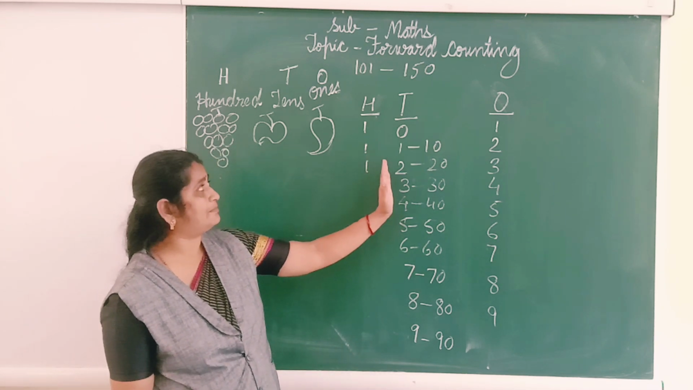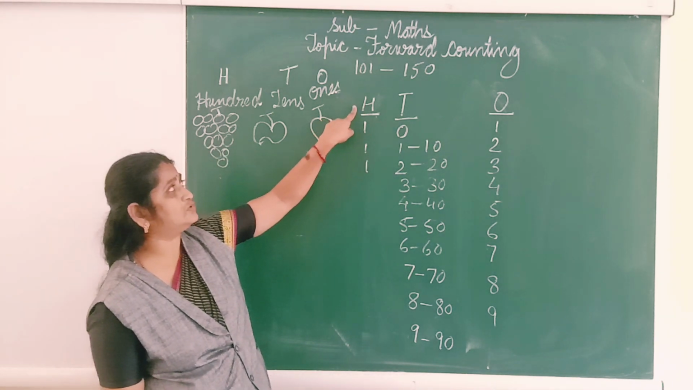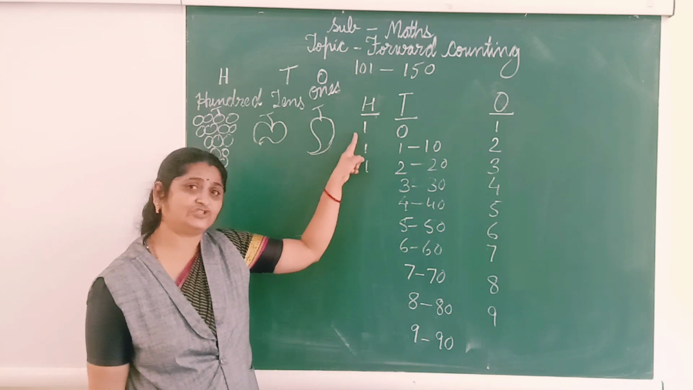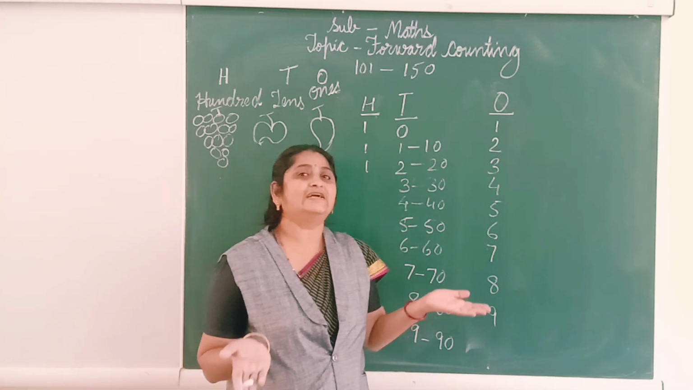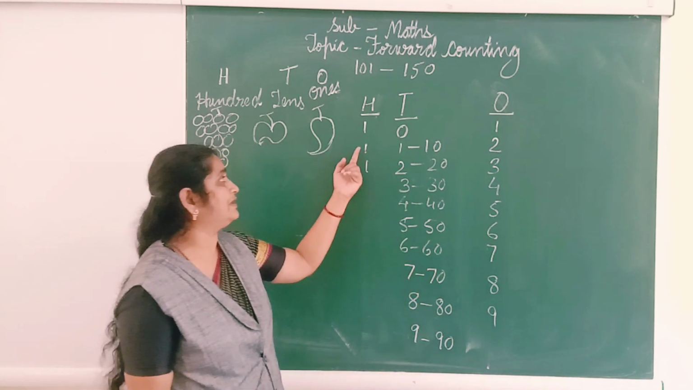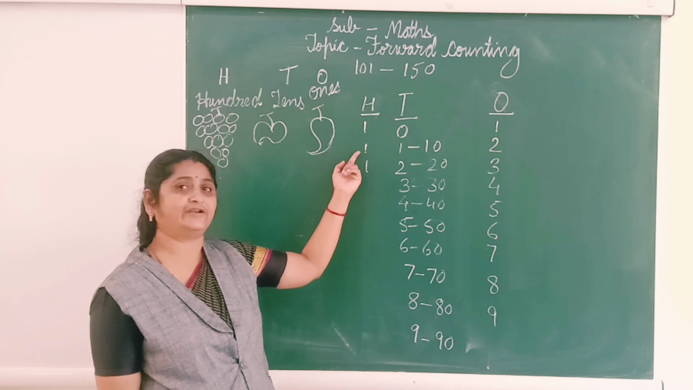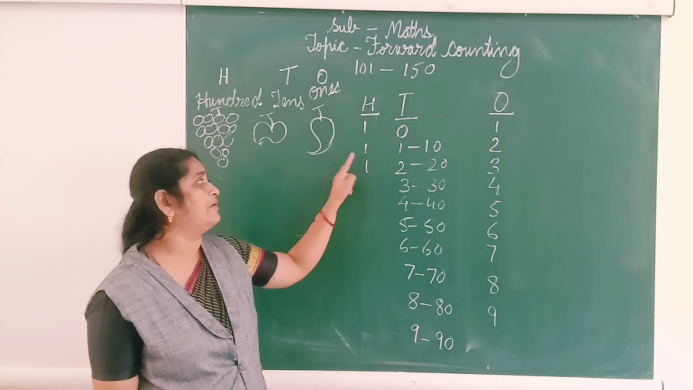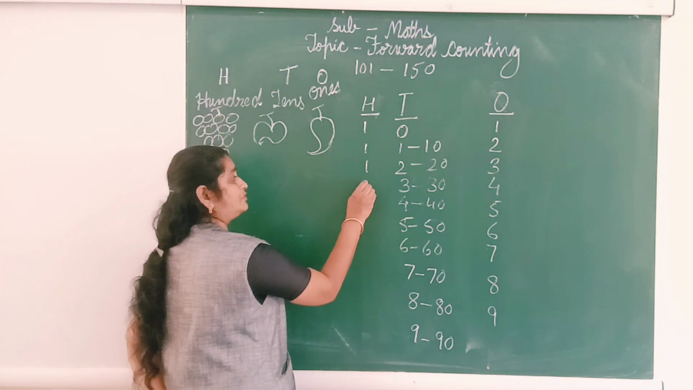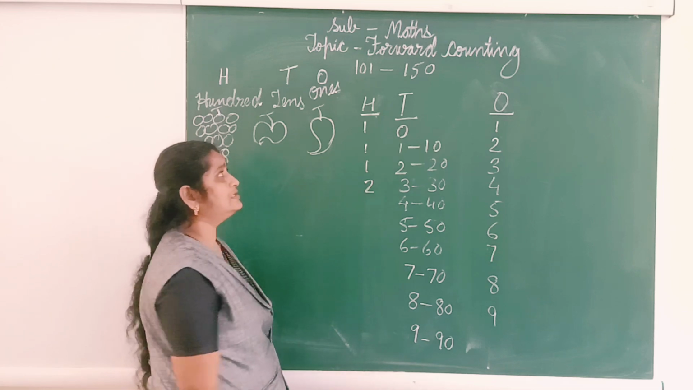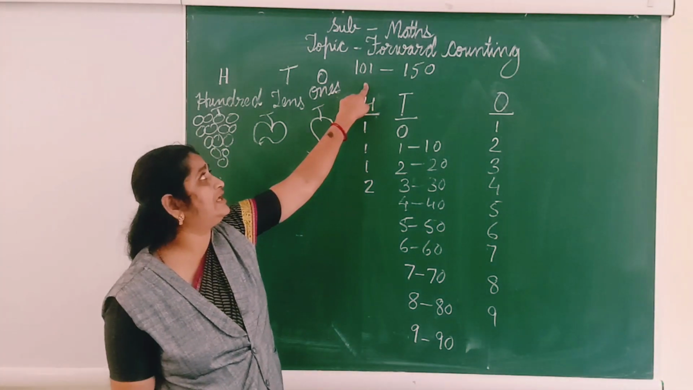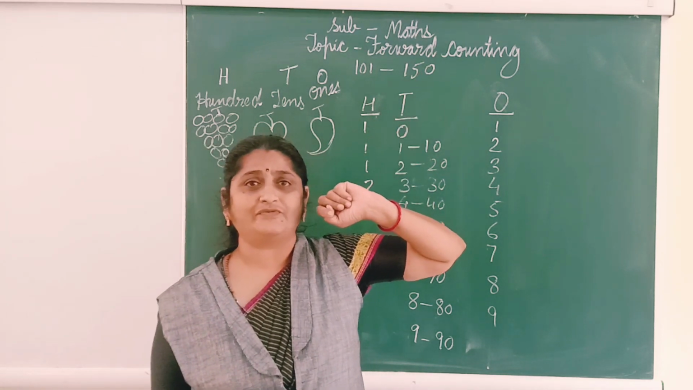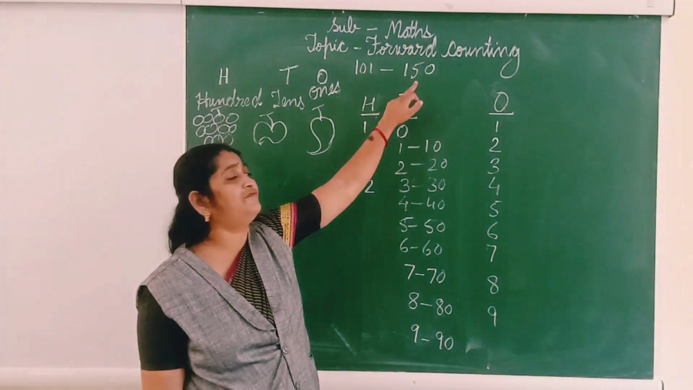And the same number now we come to H. When the same number 1 comes under H, its value increases and it has the value of 100 now. This same number 1 has the value of 100. We will not take another number like 2 or 3 because we are counting till 150 only.